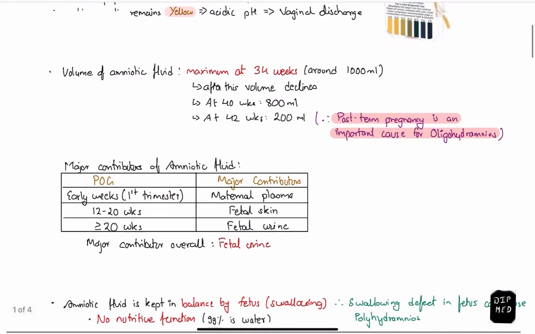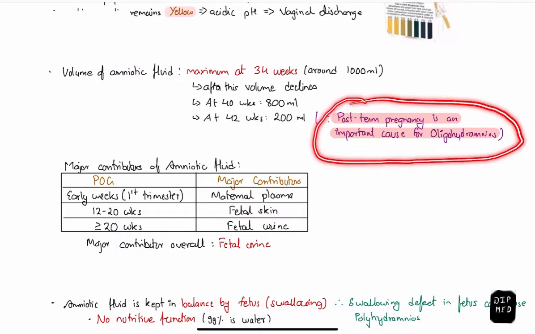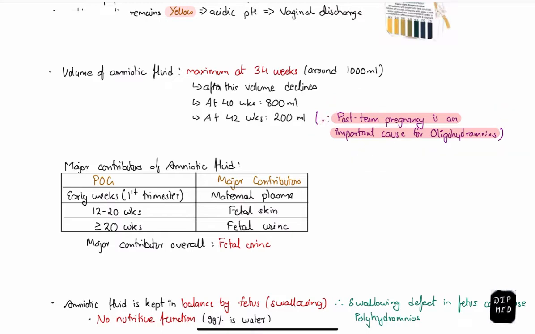Volume of amniotic fluid is maximum at 34 to 36 weeks of gestation, which is around 1000 ml. After this, the volume declines and becomes around 800 ml at 40 weeks and 200 ml at 42 weeks of gestation. If the pregnancy continues, the volume keeps on declining. Hence, postterm pregnancy is an important cause for oligohydramnios.